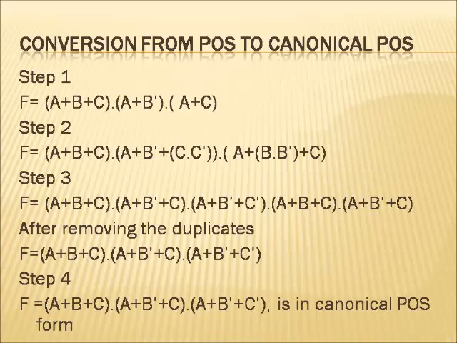Now step 3 is we have to expand. So when we expand, f is equal to a plus b plus c, and the second term a plus b bar plus c dot a plus b bar plus c bar, and again the third term when we expand, a plus b plus c dot a plus b bar plus c. Now it's our time to remove the duplicates. So after removing the duplicates, you can see that f is equal to a plus b plus c, that is the first term, and a plus b bar plus c dot a plus b bar plus c bar.